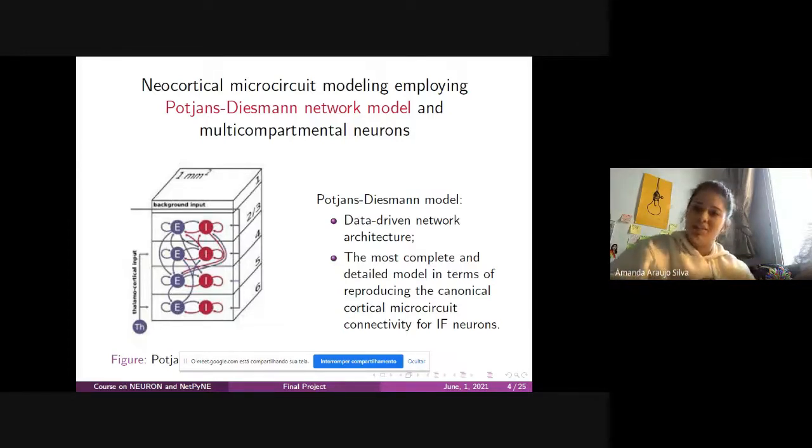Using Potjans-Diesmann. This model is a data-driven network architecture, and when we talk about simple point neurons, in terms of reproducing the canonical cortical microcircuit connectivity using the simplest biomorphological detail, it is the most complete and detailed model. So what does Potjans-Diesmann tell us? It is a model of 8,000 neurons.